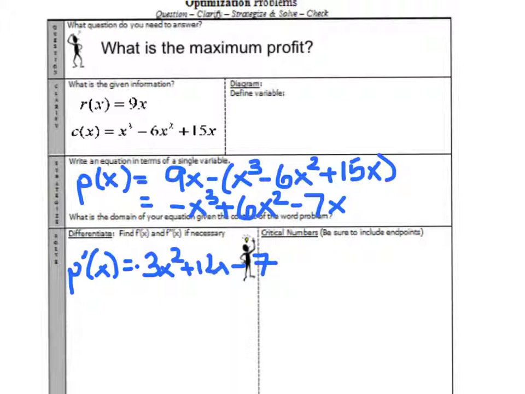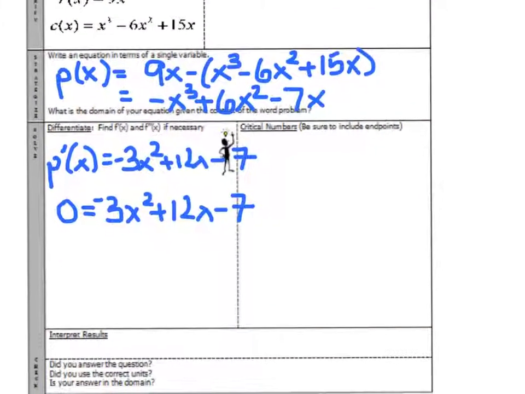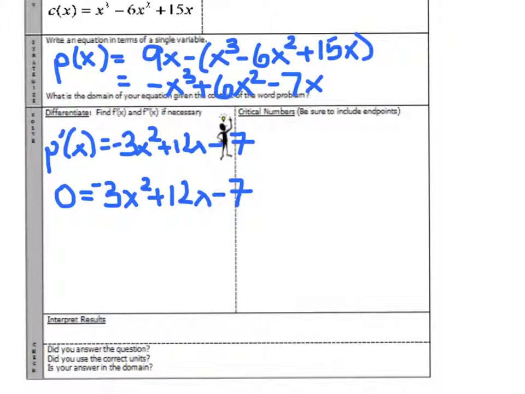Okay. Well, unfortunately, this does not look like it is a factorable equation. Negative 3x squared plus 12x minus 7. So either with my calculator or using the quadratic formula, then I must solve for x. In doing my calculations, I found two values of x where the derivative would equal 0. The two values I found were x equals 0.709 and x equals 3.29. Now this is thousands of units.